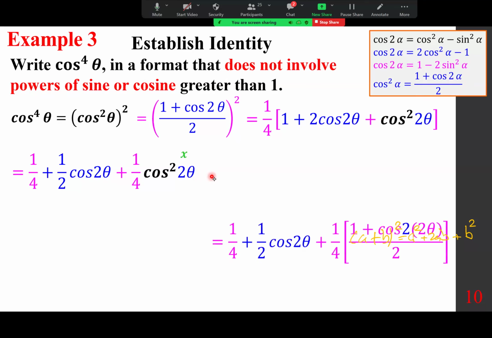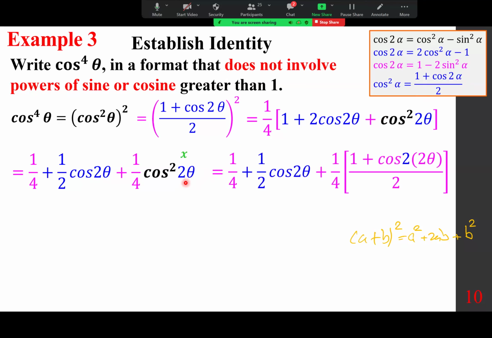That means 2 times 2 theta. Please understand, just ignore the fact that this is 2 theta. Imagine it's x, so you need 2 times x. Think about it this way. So this is x, or better yet, alpha if you want. Now, this one is fine, this one is fine. 1/4 and 1/2 is 1/8. So 1/8 times 1 plus cosine of 4 theta.